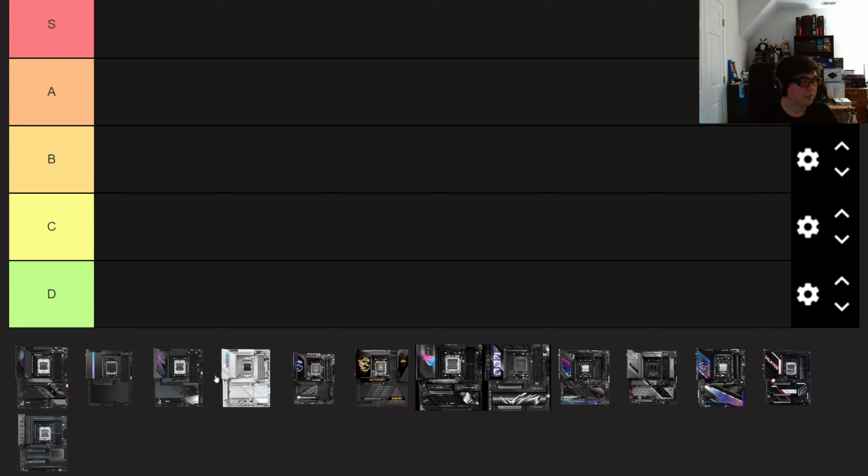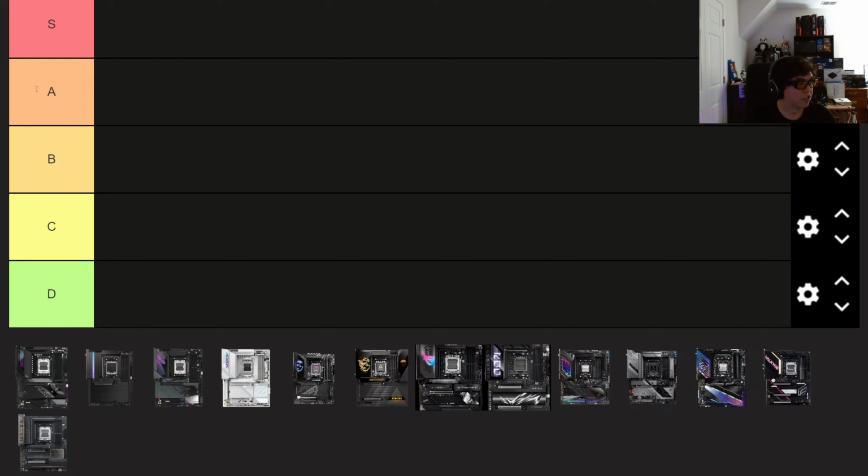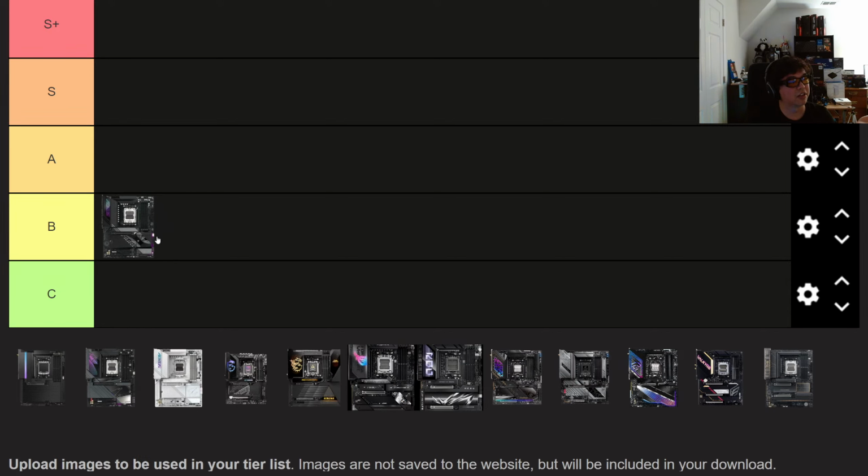Okay, so the first one. Oh, I gotta change the letters. Unless we want to do it like this, where there's only one S and then there's multiple. But I like to do S plus, S, A, B, and C, mainly because there's actually not that many bad motherboards. So even if you choose, for example, I'm saying that the Aorus Elite is a B tier motherboard. Even though this is a B tier motherboard, that doesn't mean that it's terrible. So I want to point that out. Just because it's in B doesn't mean that it's terrible.